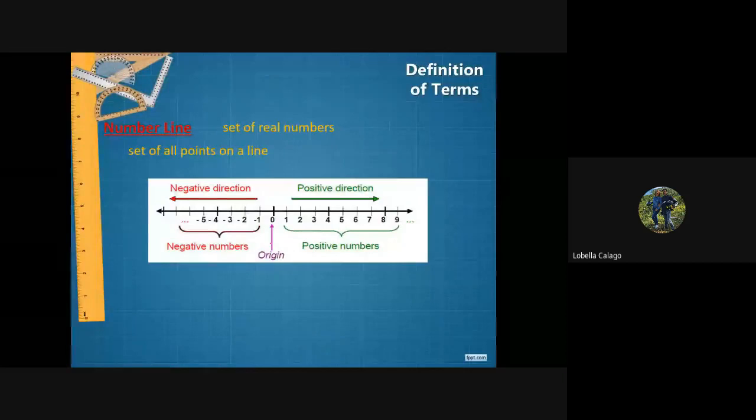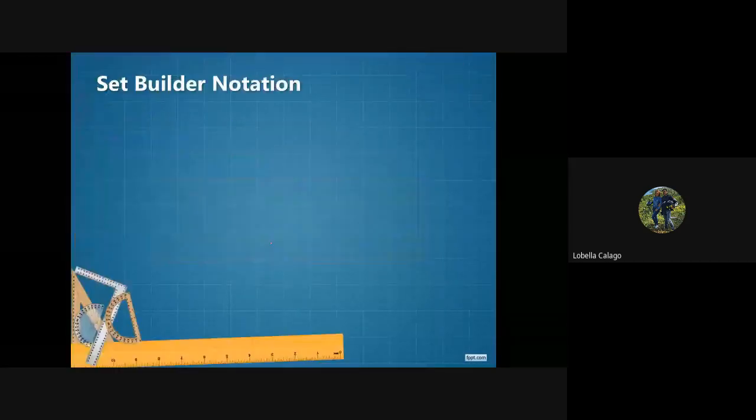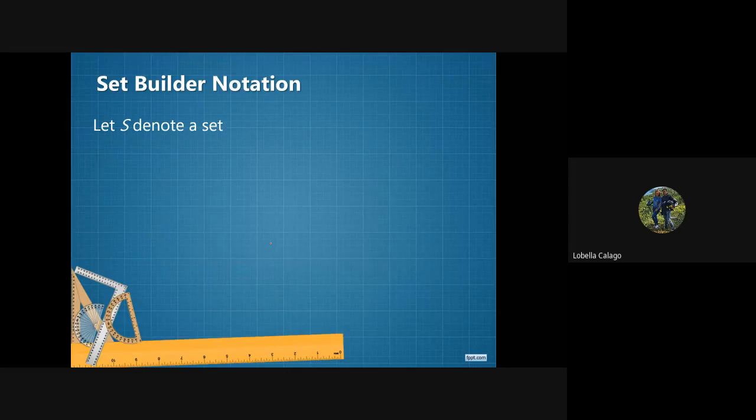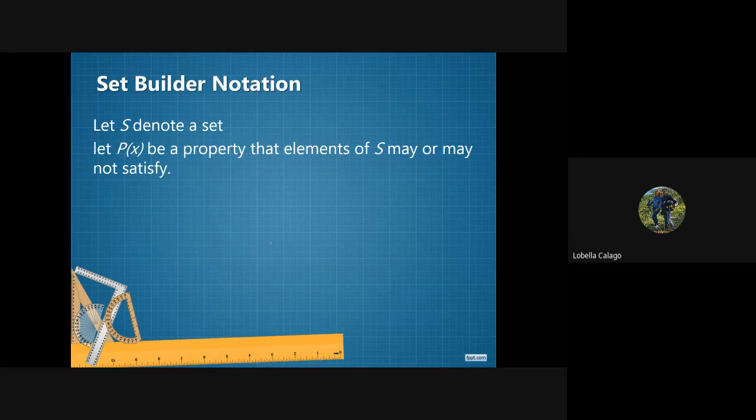So, that's it, we're done with the number line. Okay, so we go to the set builder notation. This is what we had earlier. What is this set builder notation? We let S denote a set, and P(x) be a property. So P(x) is a property.